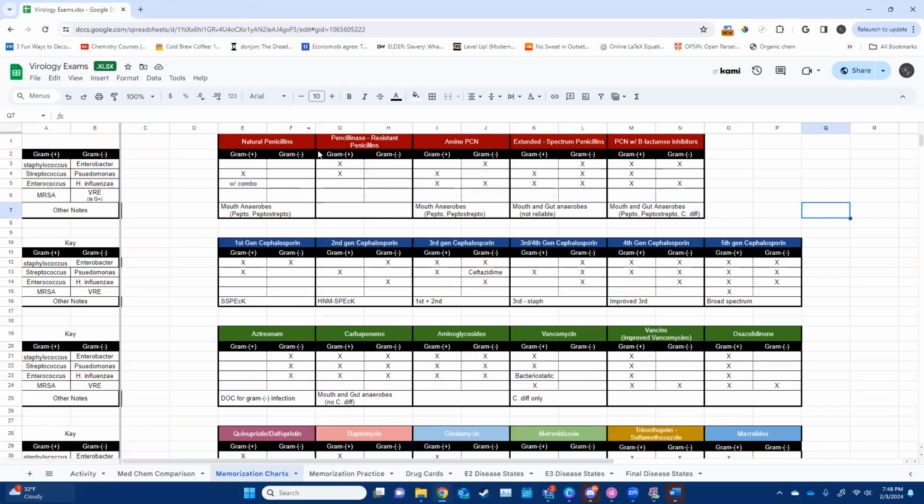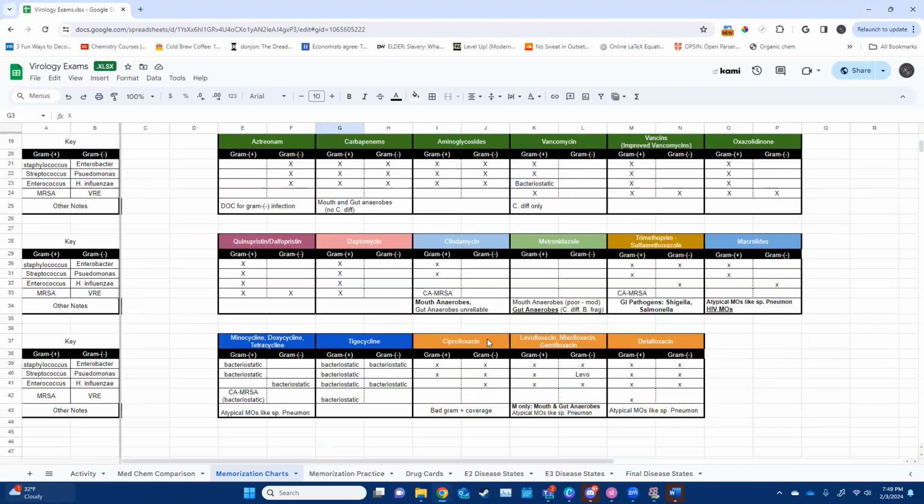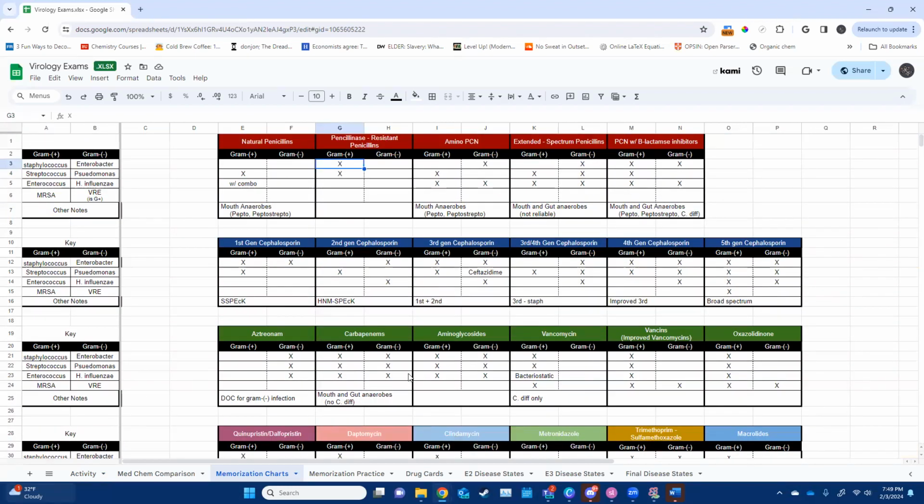So what does natural penicillins cover? Streptococcus, penicillinase, resistant, staph, and strep. What I did on the exam is I literally would think of the X's and the shape of the X's. So for example, for the carbapenems, I would think, oh, it's all the way down on both. Boop, boop. And so that's how I memorized them.